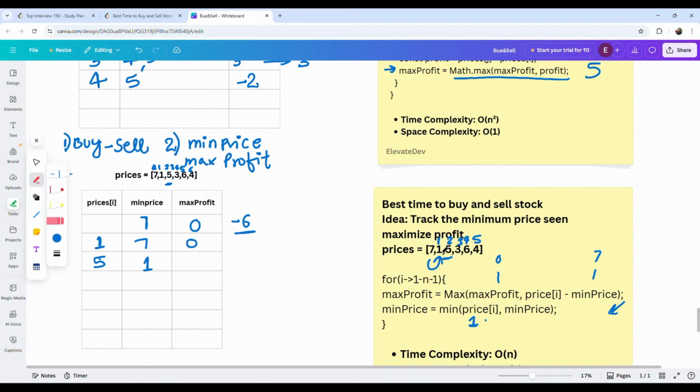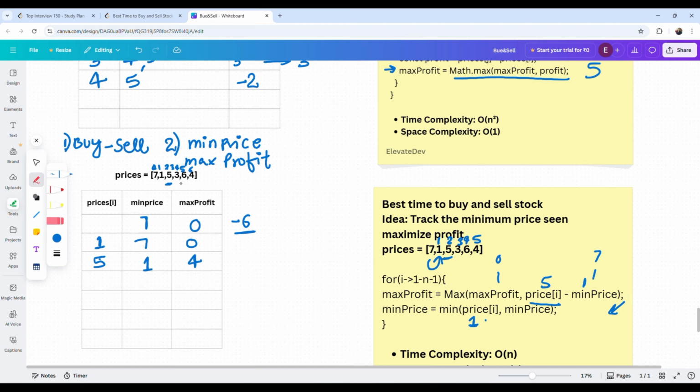So the current price is 5. Now it will compute the profit: price[i] is 5 and minimum price is 1 so far. So 5 minus 1 is 4, and 4 is bigger than maximum profit, right? Here you see 4 is bigger than 0, so maximum profit is going to get updated to 4. But we will also check whether my current price is lesser than minimum price. The current price is 5 and minimum price is 1, so min price is not going to get updated because there is no value lesser than 1.